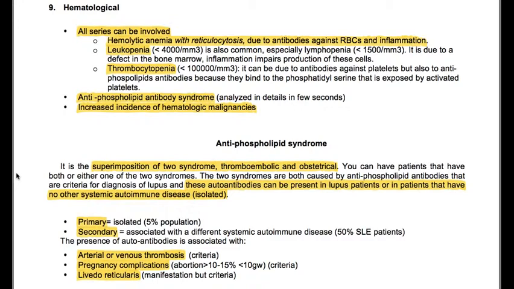It can be primary, so isolated, 5% of the population, or secondary, which is associated with a different systemic autoimmune disease. 50% of cases are in SLE patients. The presence of autoantibodies is associated with arterial or venous thrombosis and pregnancy complications, so we have abortion risk, abortion in more than 10-15% of cases at less than 10 weeks of gestational age. We have livedo reticularis.